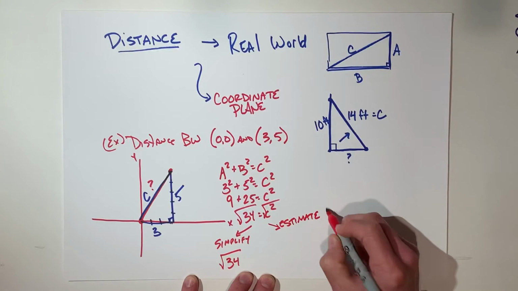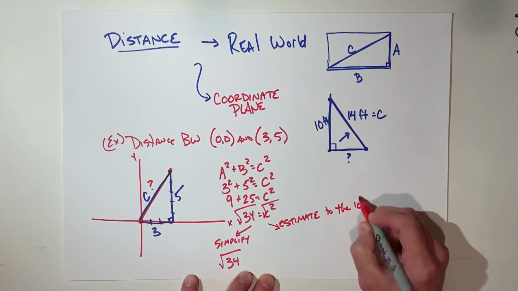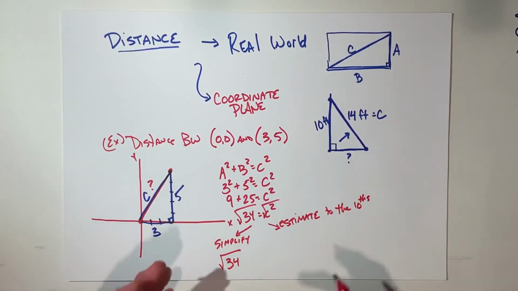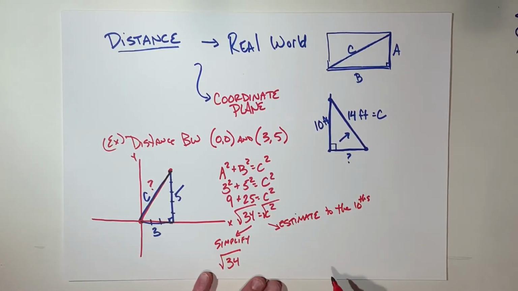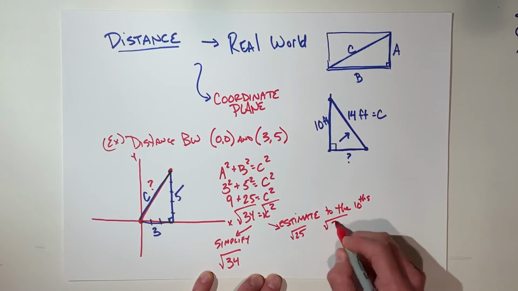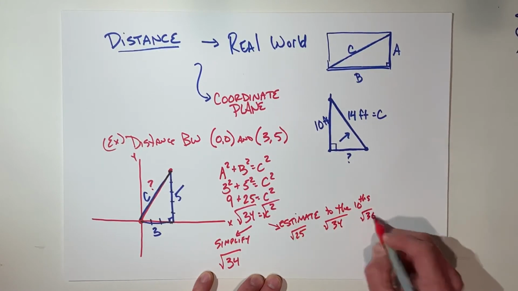It's common to estimate to the tenths. If you're estimating to the hundredths, then sometimes that's either rounding or it's not a great estimate. It's a good exact answer, but it's not a very good estimate. So the square root of 34, let's see, that's between the square root of 25 and the square root of 36.